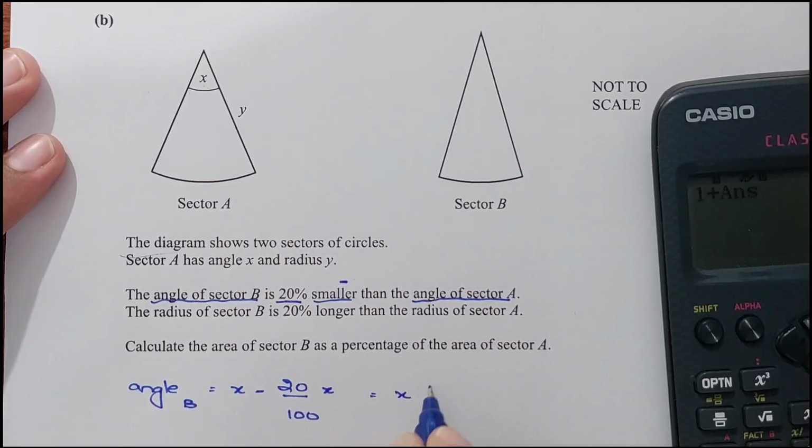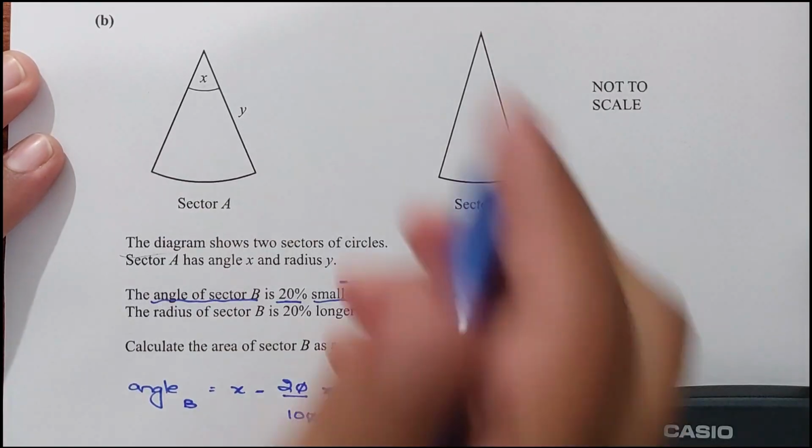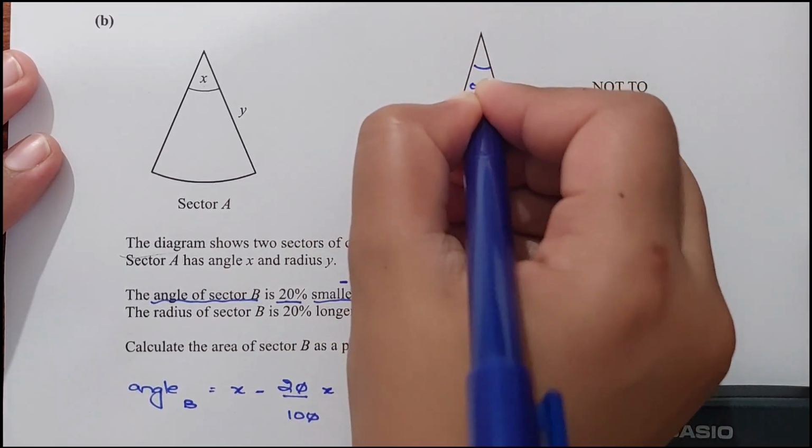x is common, 1 minus 2 by 10, the 0 is cancelled with 0, right? 2 by 10, 1 minus that answer is 0.8x. This angle for sector B is 0.8x.